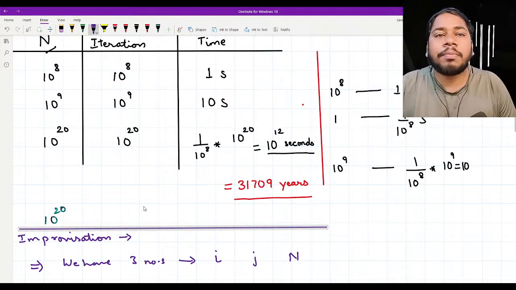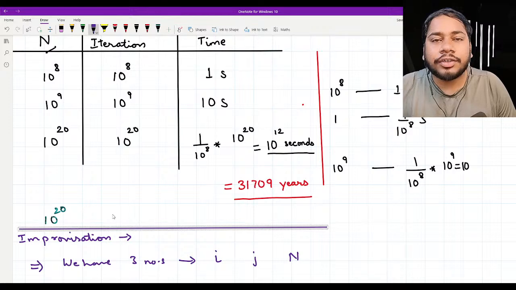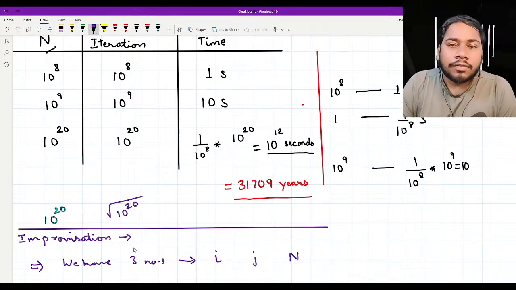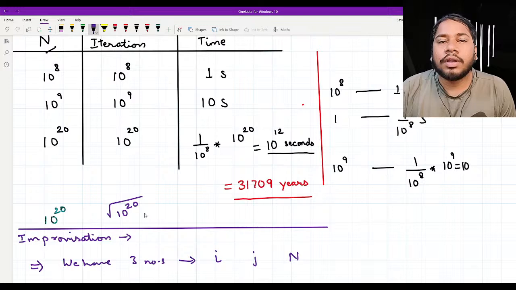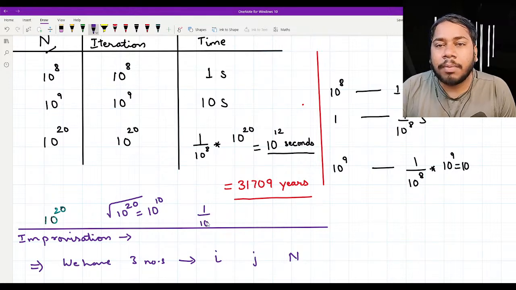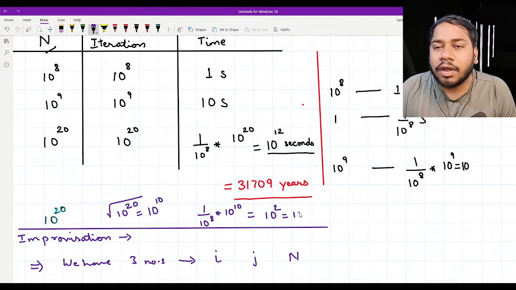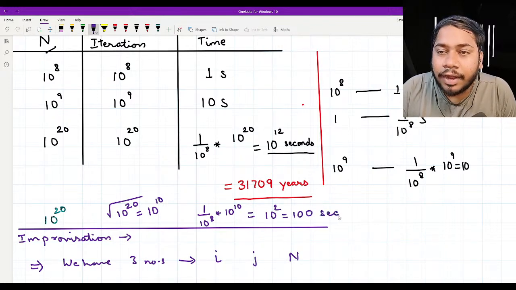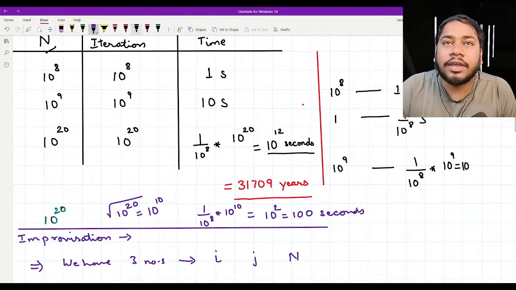If we have 10 to the power 20, the number of iterations will be something like this, right? That means it will be something like 10 to the power 10. So it will be 1 by 10 to the power 8 into 10 to the power 10. That means it will be 10 to the power 2, that means 100 seconds. See, guys, the change.